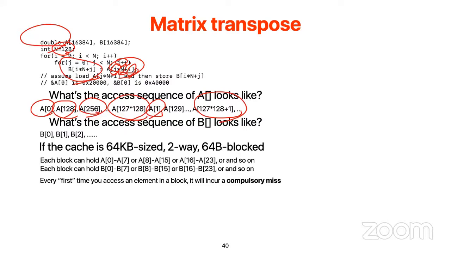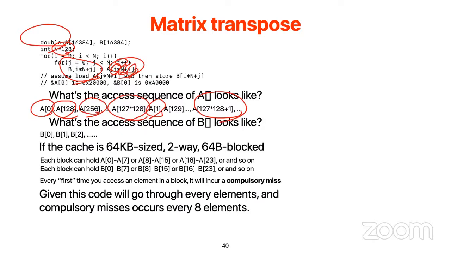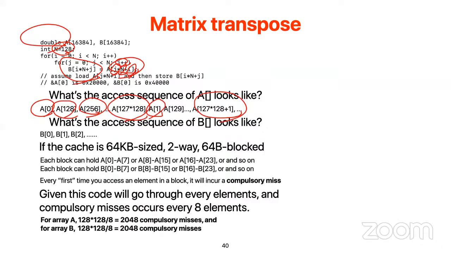And since we are traversing all the elements within these two arrays, depending on how many elements you are accessing divided by the number of total blocks you have to access, that's the number of compulsory misses. So you have this piece of code go through every element, and a compulsory miss occurs every 8 elements. So you have a total of 128 times 128, that's the size of the data structure, divided by 8, because when you hit the boundary of 8, you are going to have a compulsory miss for the first-time access of a new block.